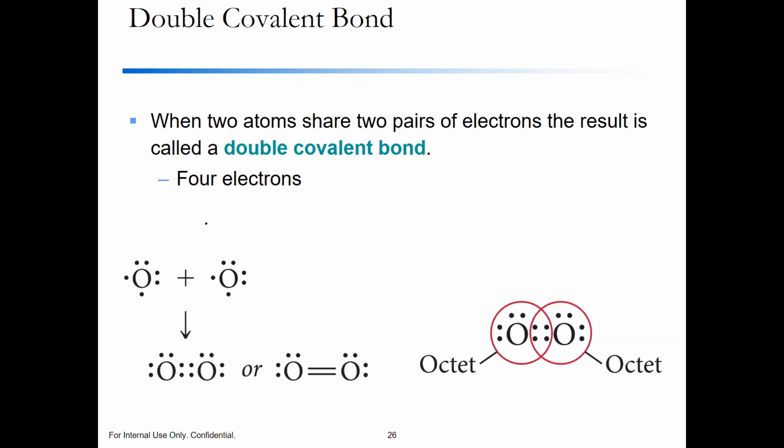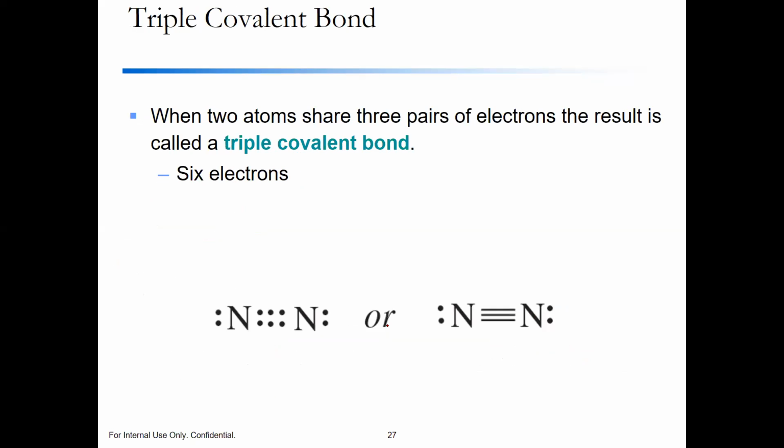I think we did this one earlier. Oxygen has 6 valence electrons each. How could they get to 8? By sharing valence electrons. And what we predict is a double bond. How can we determine this? Then we'll do the same thing for nitrogen. Nitrogen has how many valence electrons? 5.